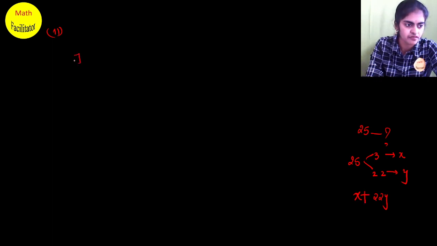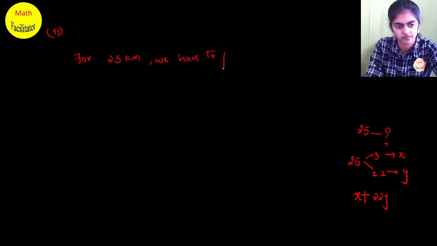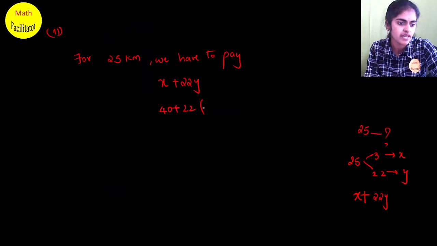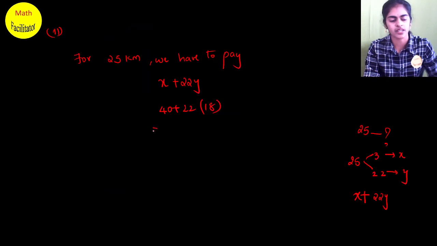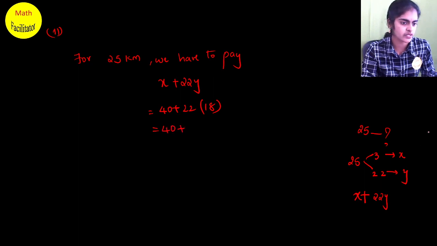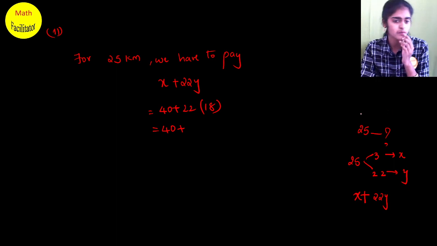So for 25 kilometer, we have to pay an amount of x plus 22y. The x value you got is 40, plus 22 into the y value, which is 18. So what is the answer? You get 40 plus, how much is 22 into 18?